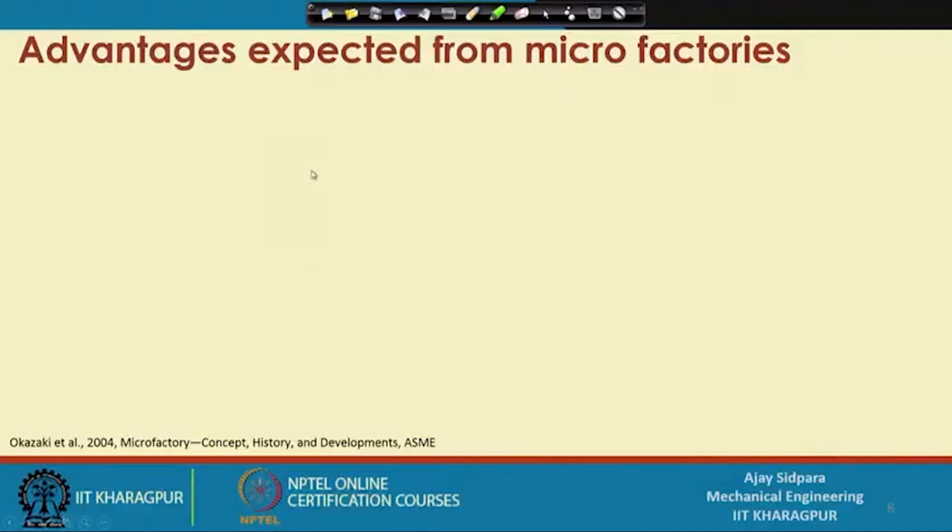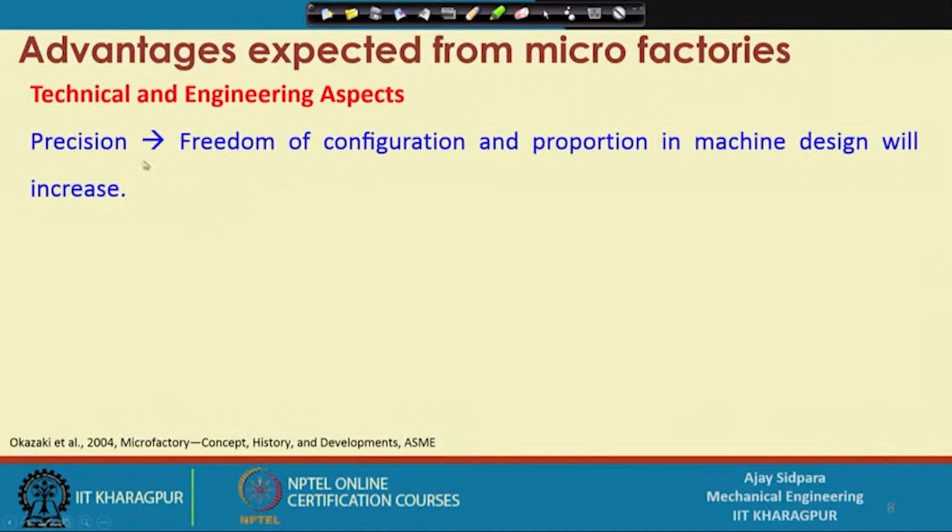So, we have seen one advantage related to the economic aspect, and we were on the technical and engineering aspect. The other thing is the precision, freedom of configuration and proportion in the machine design will increase. Now, in the last few lectures we have seen that suppose you want to move something from here to here and this distance is only 1 centimeter, then your accuracy requirement is with an accuracy of 1 micron, right.